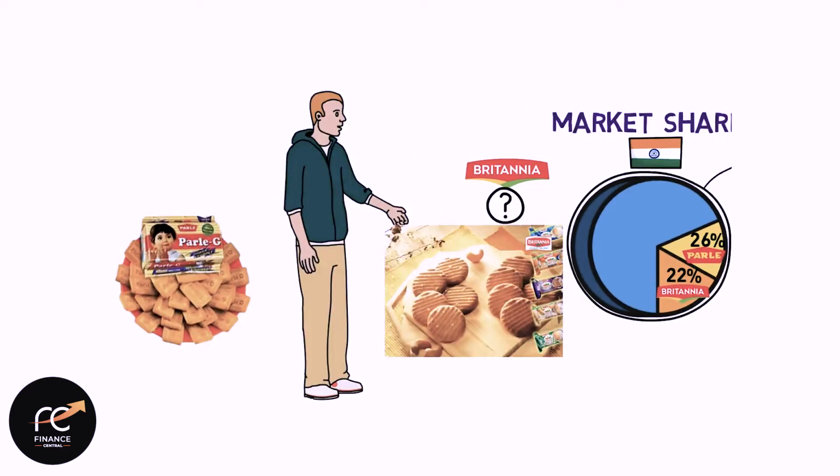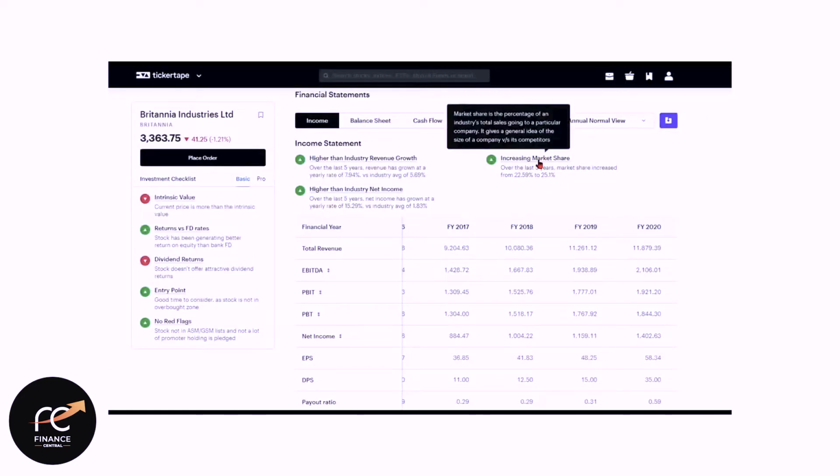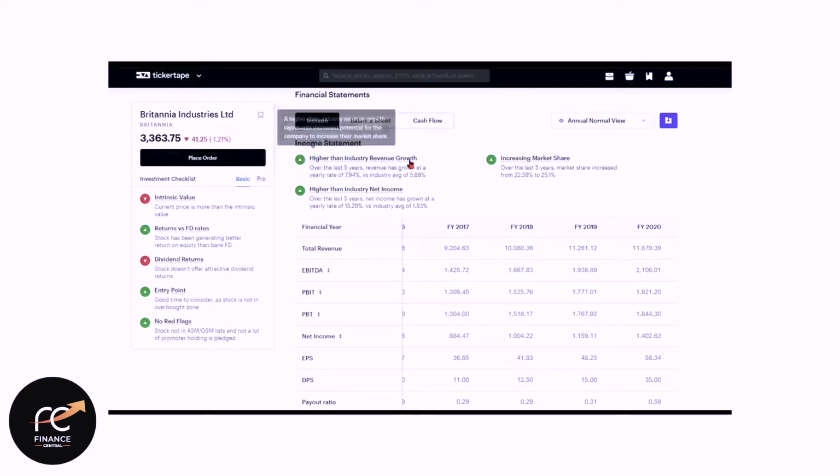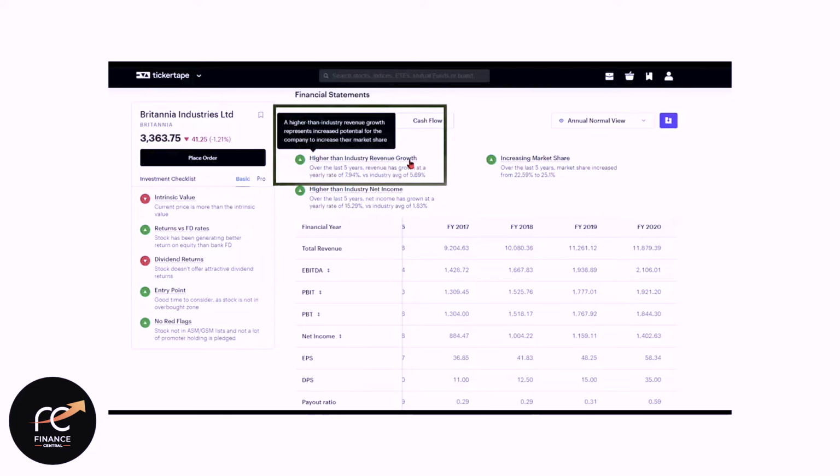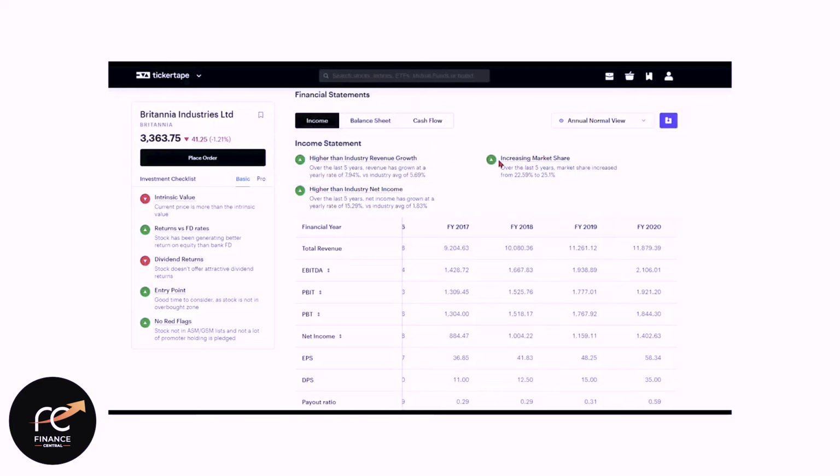And this is why, as you can see, the revenue of the company is growing faster than the revenue of the industry. Let me read out what they have written. A higher than industry revenue growth represents increased potential for the company to increase their market share. This is what we previously understood with a very simple example. Also, there is a very simple explanation for why the market share of the company has grown.